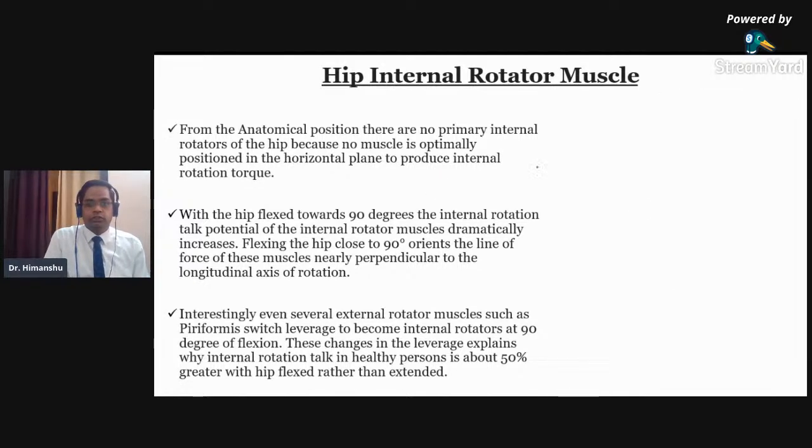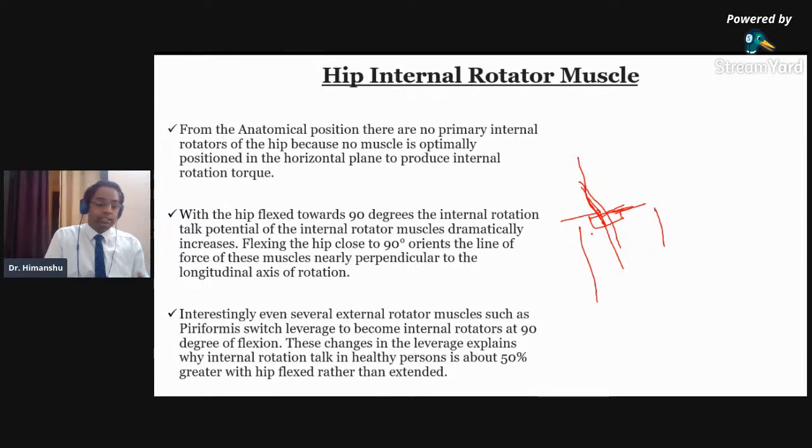So suppose this is the hip joint, and we have flexed the hip to 90 degrees. At 90 degrees of flexion at the hip, there are certain muscles whose line of force comes perpendicular to the longitudinal axis of rotation.